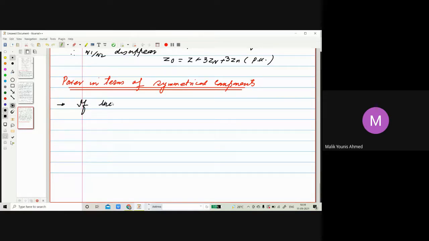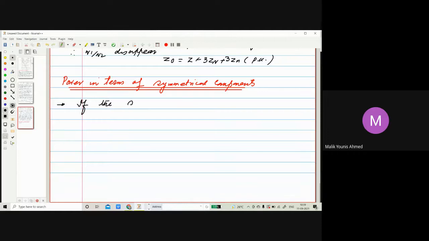So this is in terms of symmetrical components. Normal three-phase power you have done in basic electrical and in machines, but we are talking about symmetrical components. That's why it's important in this case.